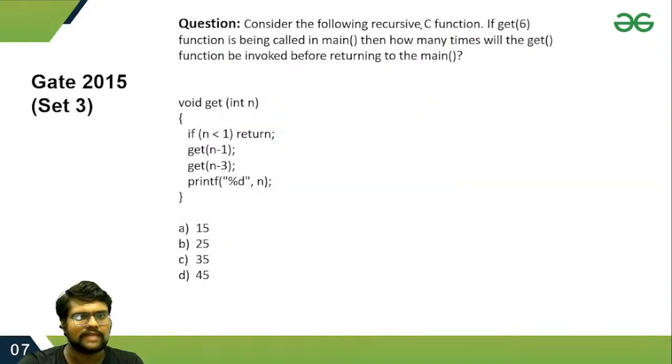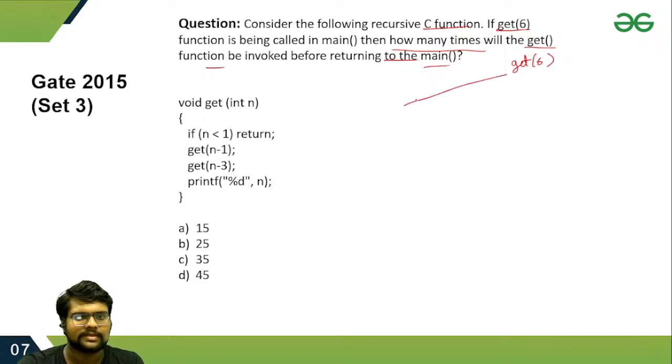So in this question, we have a C function in which we have to call get of 6, and we have to tell how many times this get function is called before returning to main. Okay, so we have a main function, and in that main function we are calling get of 6. So we have to tell how many times this get of 6 is called. Okay, so let me just erase it. Okay, so here I'm writing get of 6.